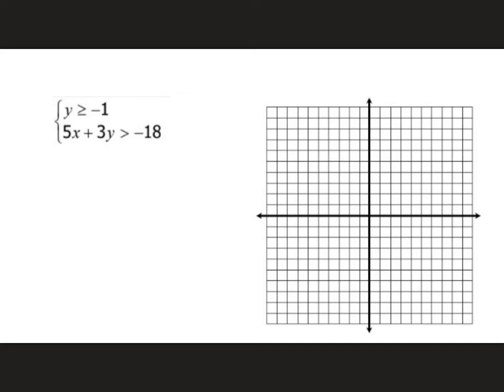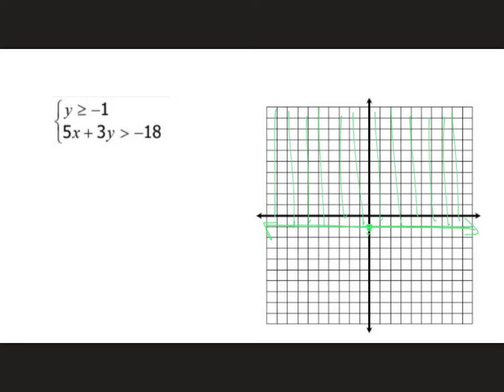Here's one more system. We have y is greater than or equal to -1. When it's y equals a number, that is a horizontal line. The y-intercept is -1. The slope is 0, so this is a horizontal line and it's equal to, so it should be solid. Now, where on the graph are all the y's greater than -1? This will be above this line, so I'm going to shade this way.